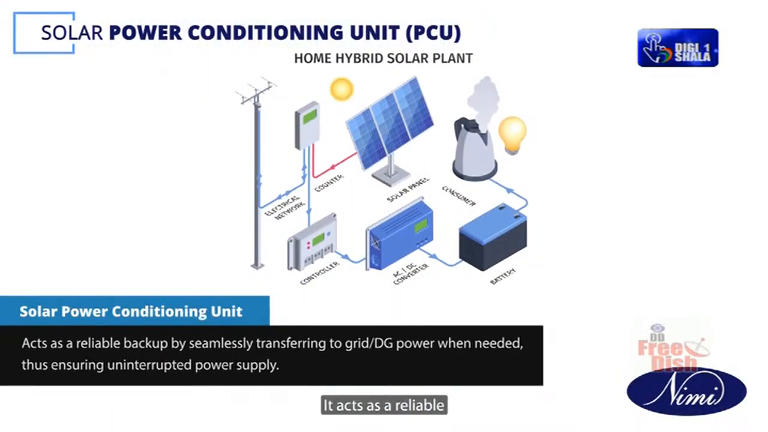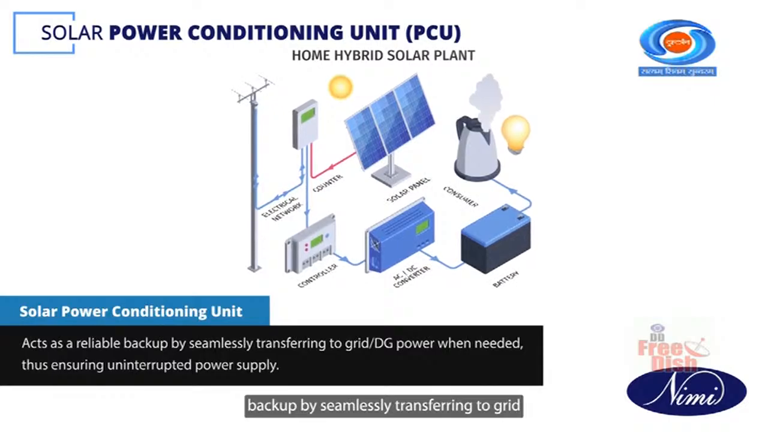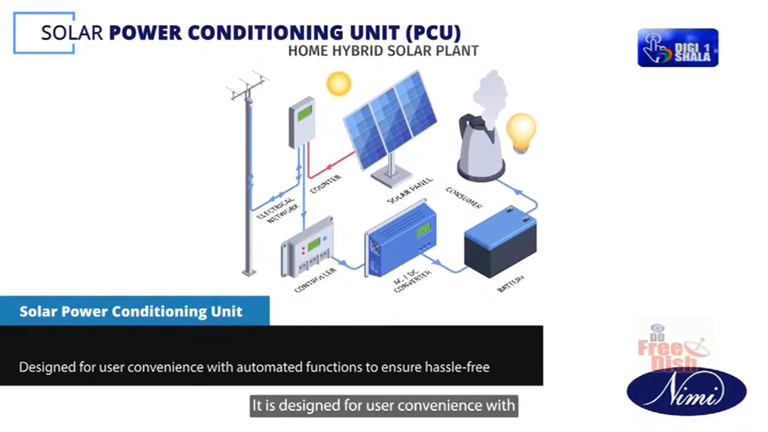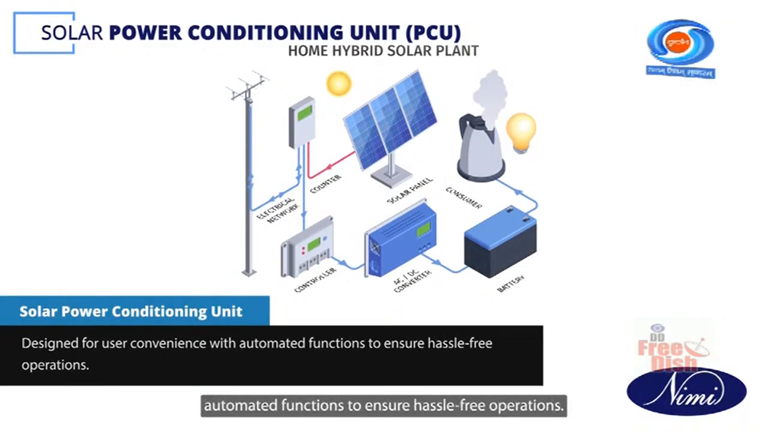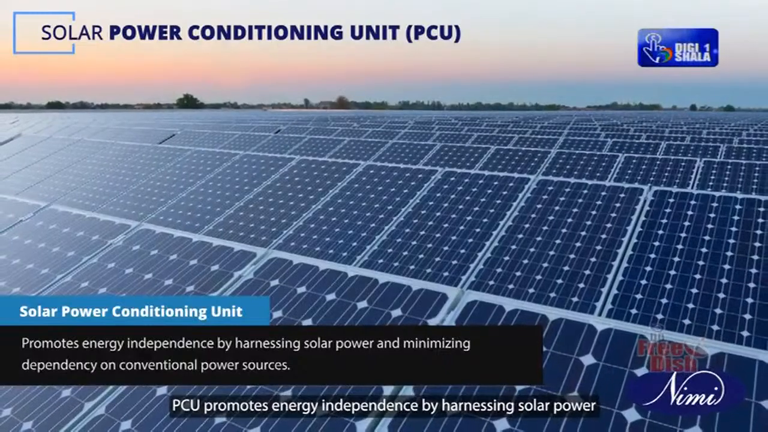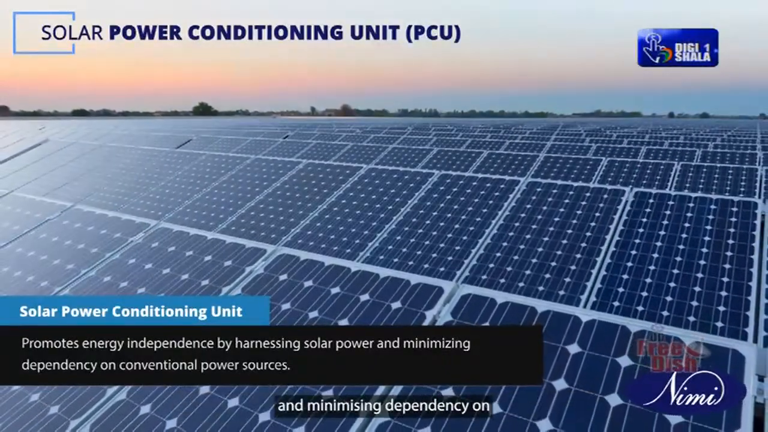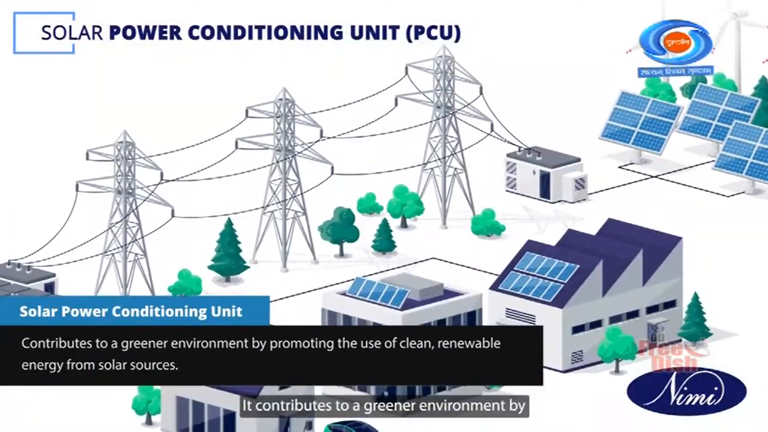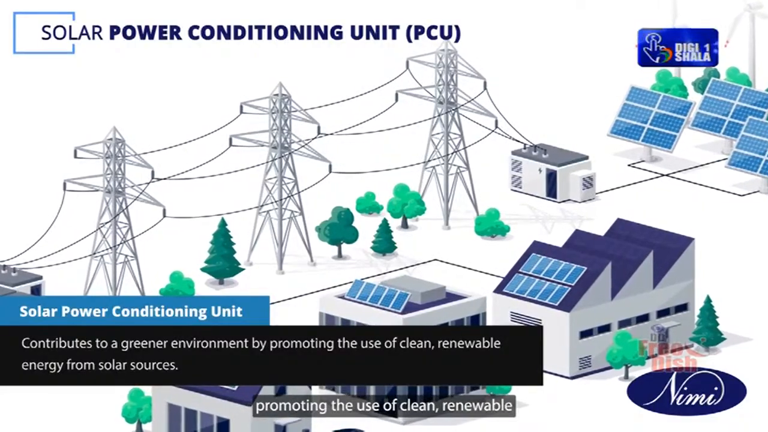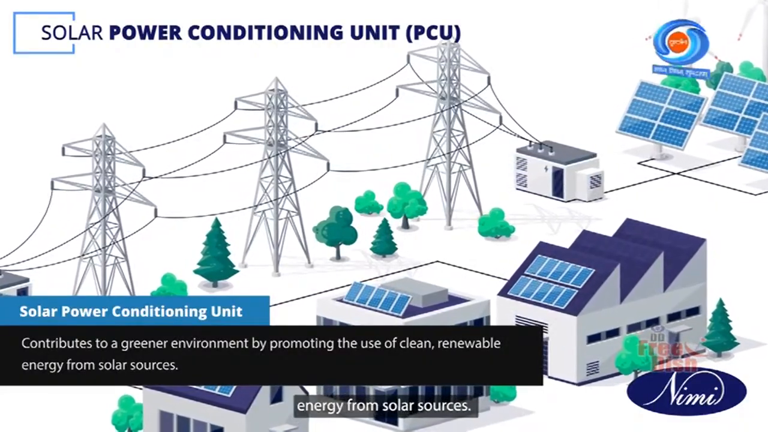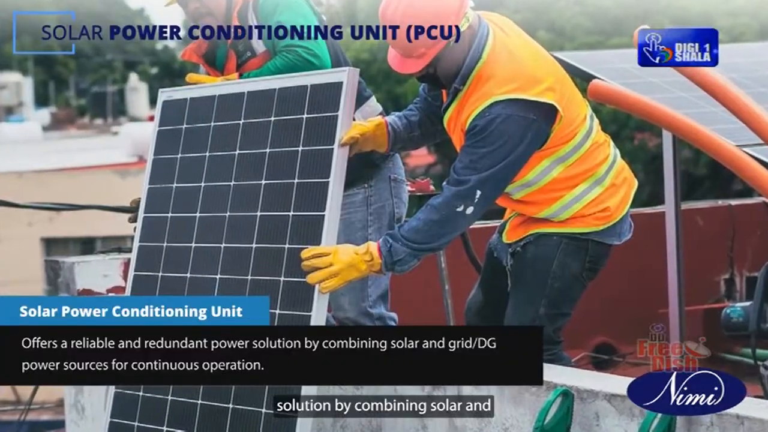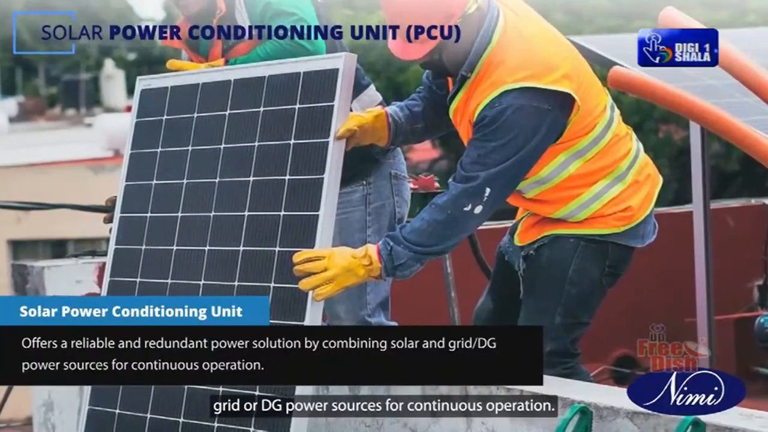It acts as a reliable backup by seamlessly transferring to grid or DG power when needed, thus ensuring uninterrupted power supply. It is designed for user convenience with automated functions to ensure hassle-free operations. PCU promotes energy independence by harnessing solar power and minimizing dependency on conventional power sources. It contributes to a greener environment by promoting the use of clean, renewable energy from solar sources. It offers a reliable and redundant power solution by combining solar and grid or DG power sources for continuous operation.